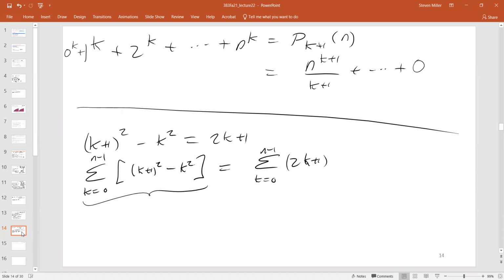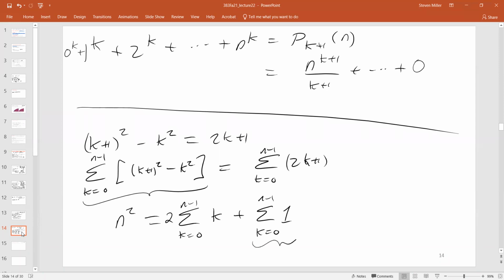It telescopes, and what do you get? K squared minus 0. Okay, not k squared, though. Not k plus 1 squared. I'm sorry, n squared, because k is going from 0 to n minus 1. So you get n squared, and over here, you'll now get a sum, k goes from 0 to n minus 1, pull out the 2, of k, plus a sum, k goes from 0 to n minus 1 of 1.